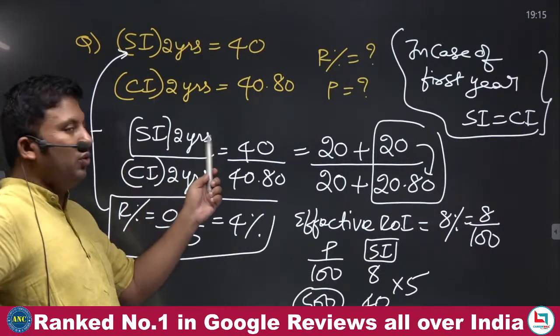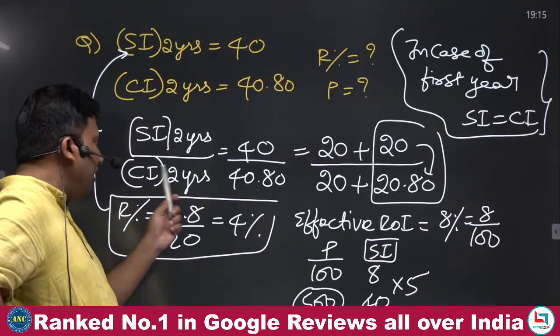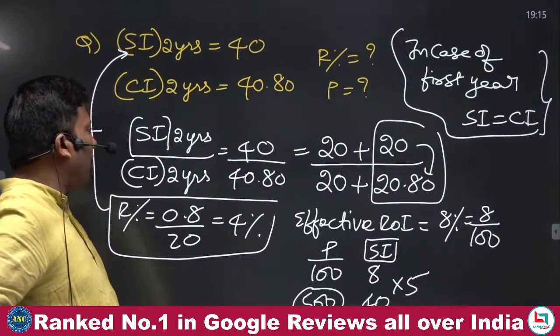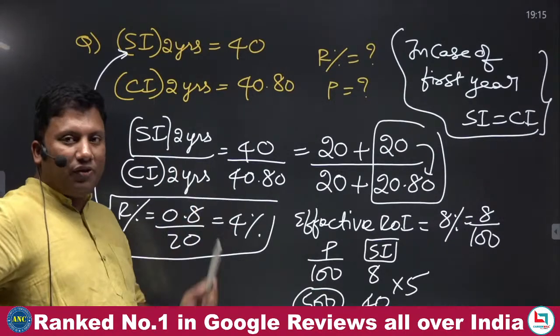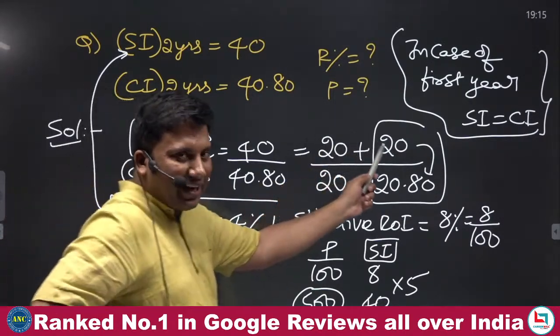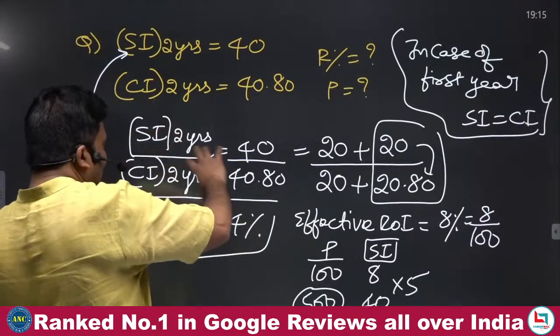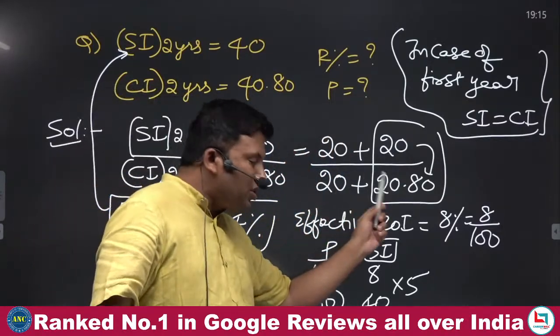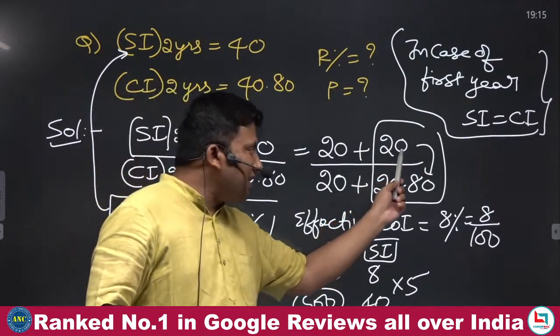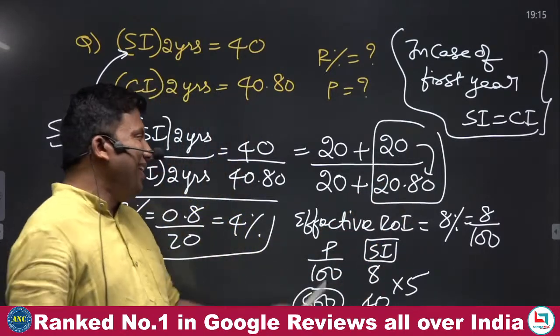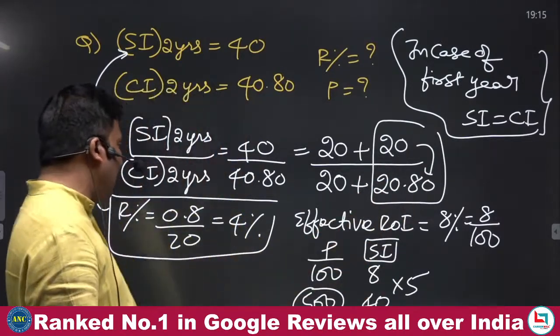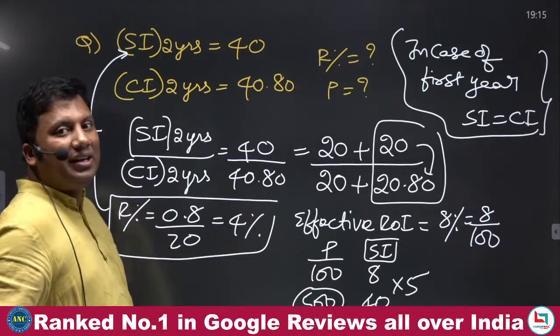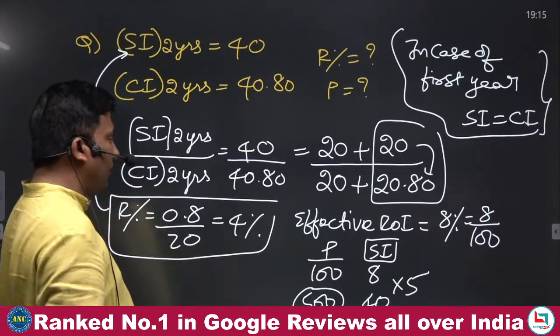Simple interest for 2 years, 40. Compound interest for 2 years, 40.8. For 2 years, 40. First year 20, second year 20. SI and CI, for the first year it is always same. Extra it is 20.8. So in the second year, instead of giving 20, I gave 20.8. How much extra did I give? 0.8 on 20, which is 4 percentage.